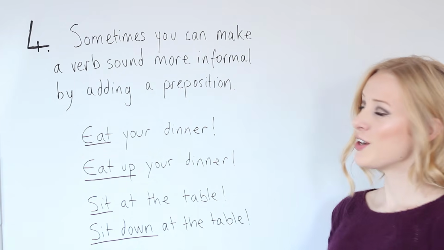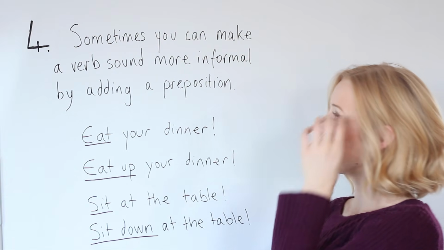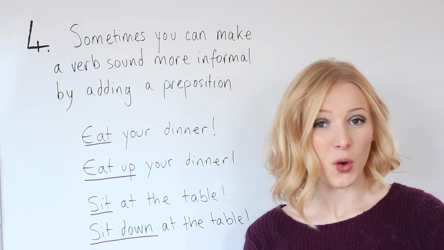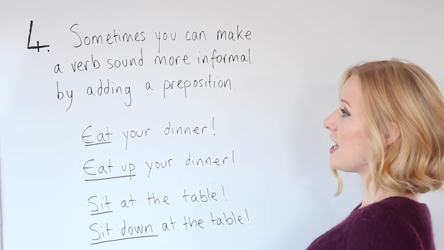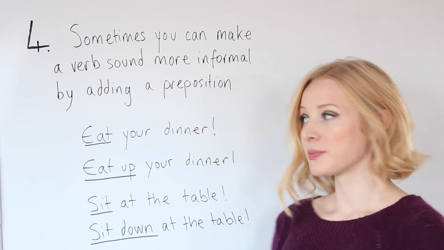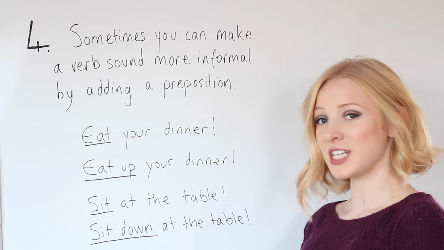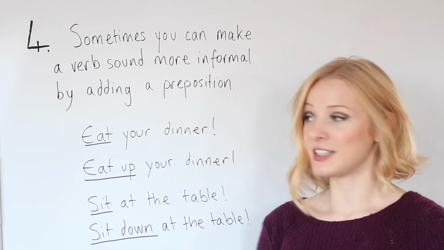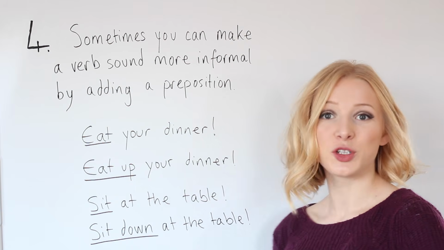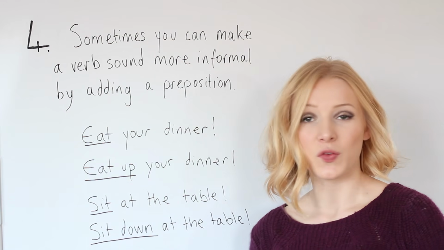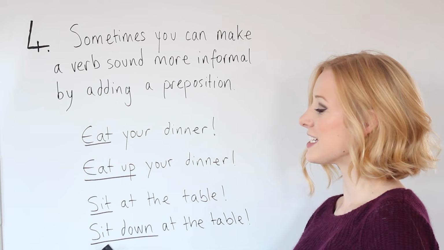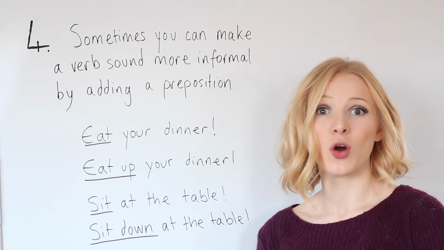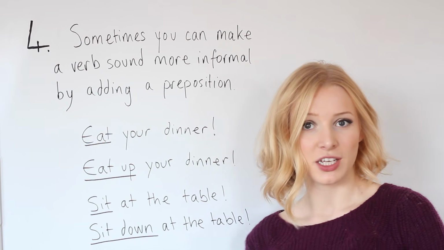And finally, number 4. Sometimes you can make a normal verb sound more conversational or even childish if you add a preposition. For example, eat your dinner, eat up your dinner. I would be more inclined to say eat up your dinner to a child. The same goes for sit at the table and sit down at the table. The meaning doesn't change, it's just more conversational or childish.